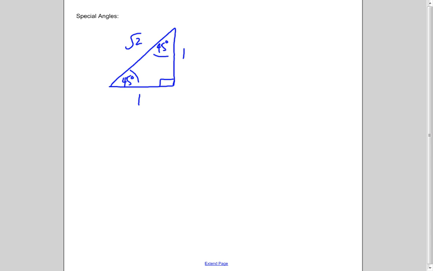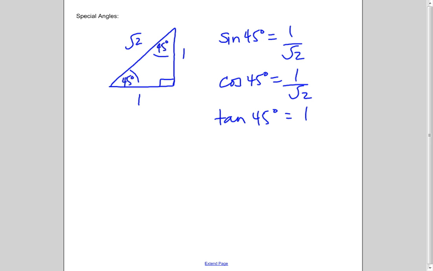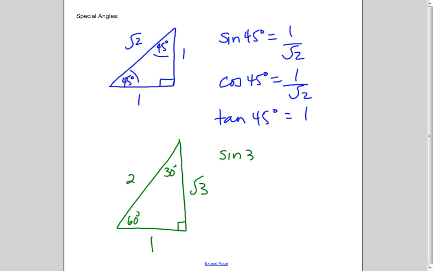So the special angles for 45 degrees are sine 45, opposite over hypotenuse, is 1 over root 2. Cos of 45 degrees is also 1 over root 2, and tan of 45 degrees is 1 over 1, or 1. The triangle for 30, 60, 90 is in the ratio 1, root 3, 2, so that sine 30, cos 30, and tan 30, as well as the 60 degree, all come from this triangle. Sine of 30, opposite over hypotenuse, is a half. Cos of 30 is root 3 over 2, and tan of 30 is 1 over root 3.